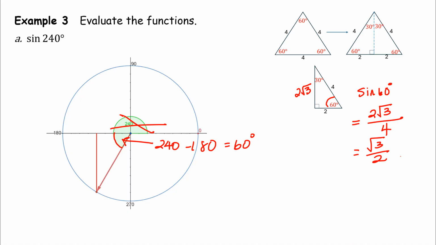And in the third quadrant, remember, your sine is involved with this side of the triangle, opposite to the angle, your reference angle. That's the y coordinate. In the third quadrant, y is negative. And so sine is negative in the third quadrant. And so sine 240 is going to be negative square root of 3 over 2. It's square root of 3 over 2 because it's a 60-degree reference angle, and then it's negative because sine and cosine are both negative in the third quadrant.